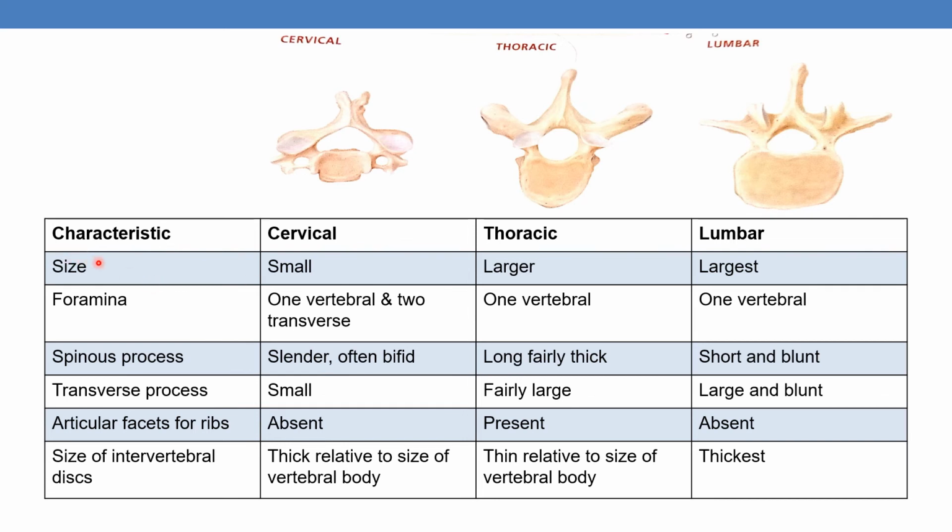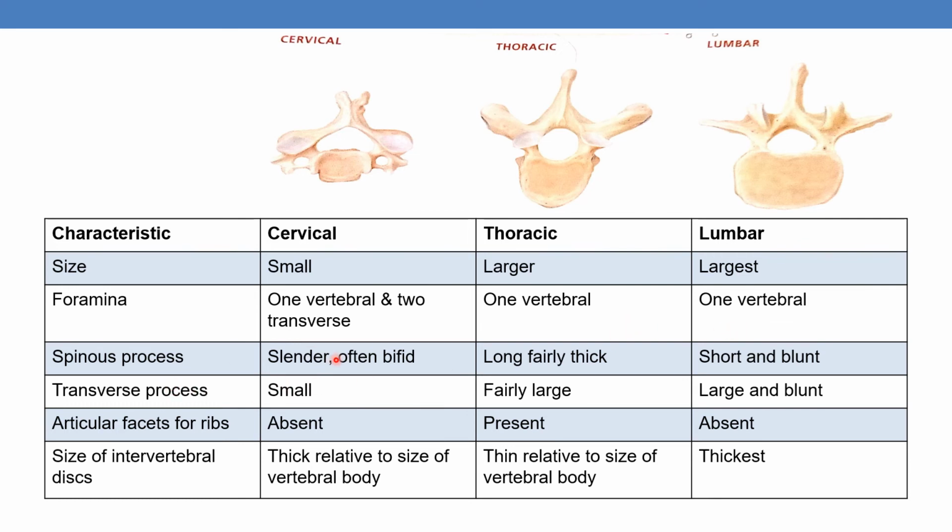Now coming to size, cervical vertebrae are the smallest whereas lumbar vertebrae are the largest. Based upon size, the ascending order is cervical, thoracic and lumbar. Coming to foramina, cervical vertebrae have one vertebral and two transverse foramina, whereas thoracic vertebrae have one vertebral foramen, and lumbar vertebrae will also have one vertebral foramen.